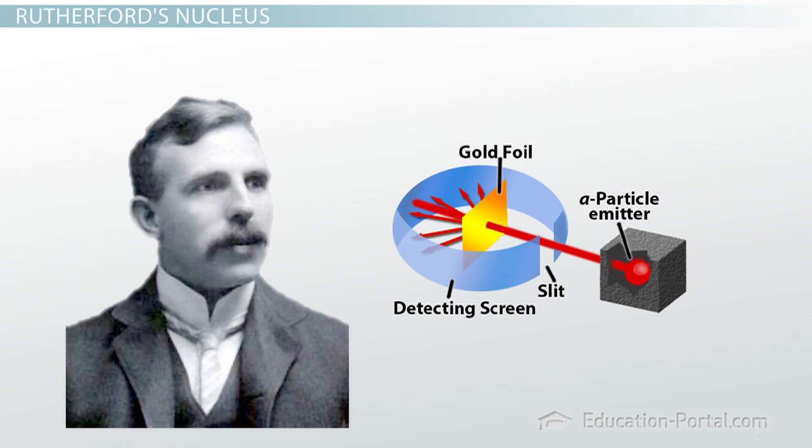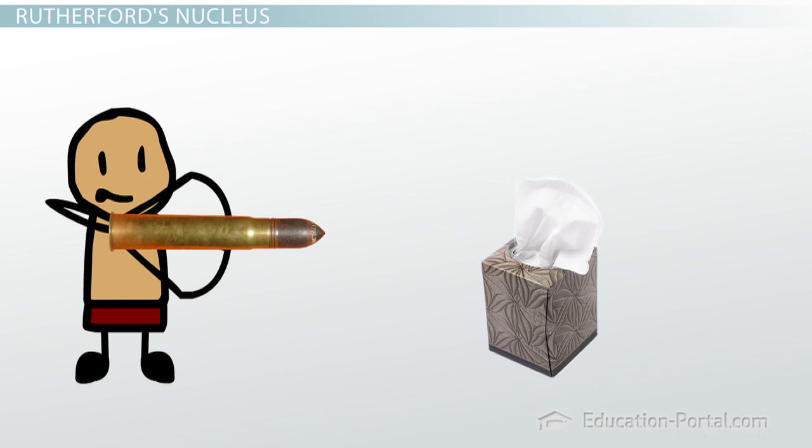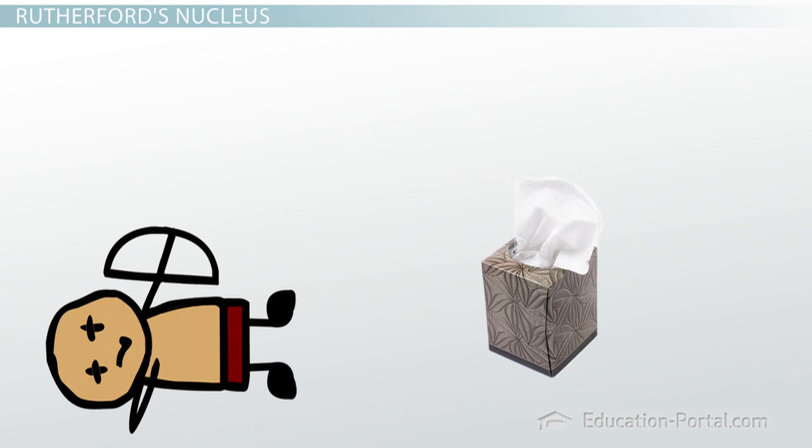But something strange happened. Some of the alpha particles went through, and some were deflected by the gold foil and hit the detector in different locations. Some even came straight backwards in the same exact path that they took. Rutherford said this would be as if you fired a 15-inch shell at a piece of tissue paper and it came back and hit you.